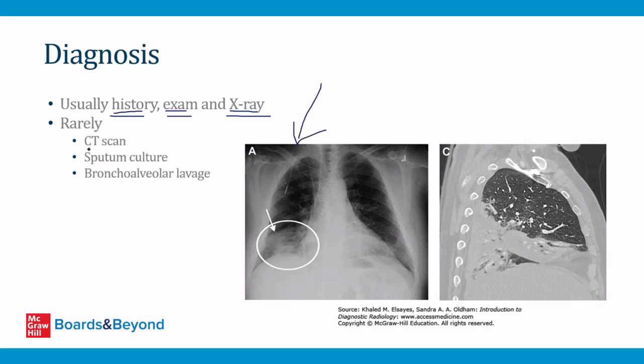Rarely these other tests are done, like a CT scan. Sometimes we culture the sputum to identify the bacteria, but we don't do this most of the time. And then bronchoalveolar lavage is a test where you insert a bronchoscope, a camera, down into the lungs, and then you can wash the lungs with fluid and take a sample of that fluid and send it to the lab. And this can be used to identify specific bacteria causing infection.